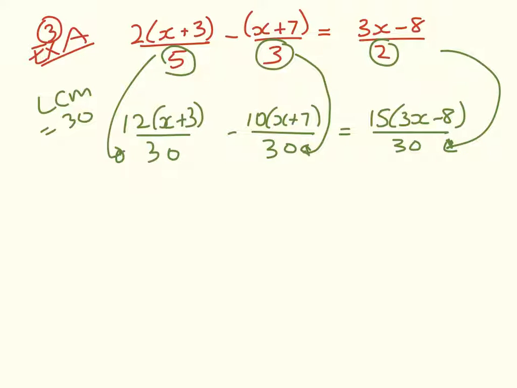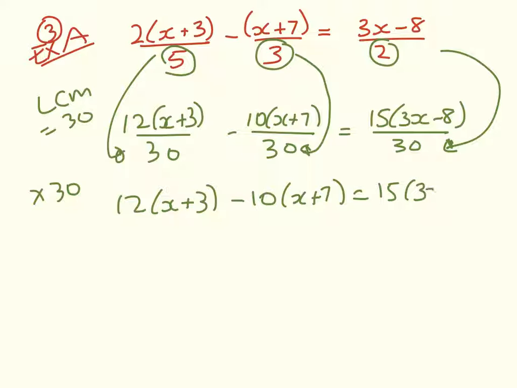So now that everything's divided by 30, we can multiply both sides of that equation by 30, and we're left with something that looks a lot like question 1. So we get 12 times x plus 3 minus 10 times x plus 7 equals 15 times 3x minus 8. So notice that putting in those invisible brackets, making them visible at the outset, makes us less likely to make silly algebraic mistakes. Now we just expand the brackets, collect up like terms and solve.